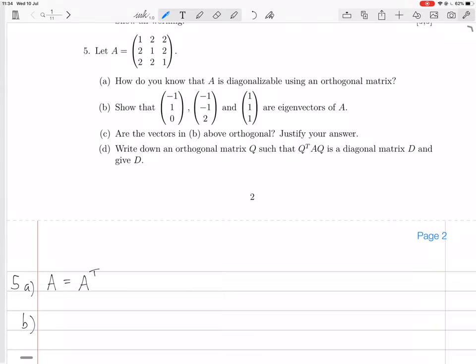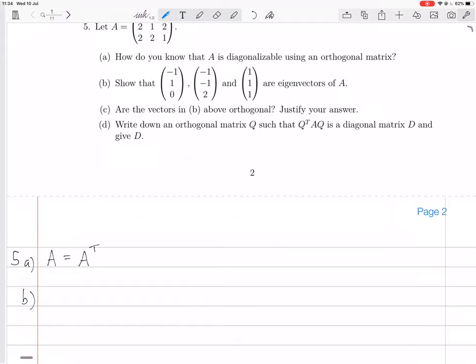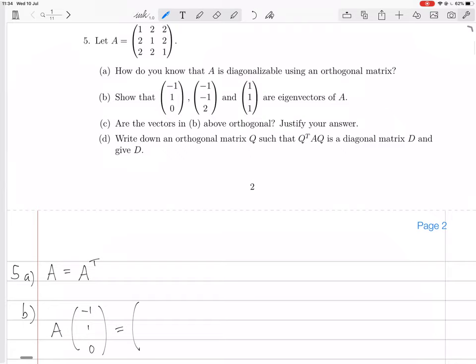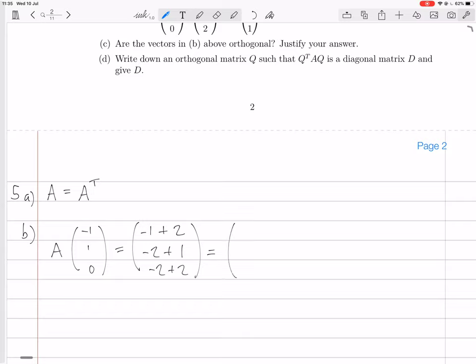Okay, show that those three things are eigenvectors of A. So you've got to multiply A by each of those vectors. If you do A times minus 1, 1, 0, you get minus 1 plus 2, then minus 2 plus 1, and then minus 2 plus 2, which equals 1, minus 1, 0, which is minus 1 times minus 1, 1, 0. So that's an eigenvector with eigenvalue minus 1.